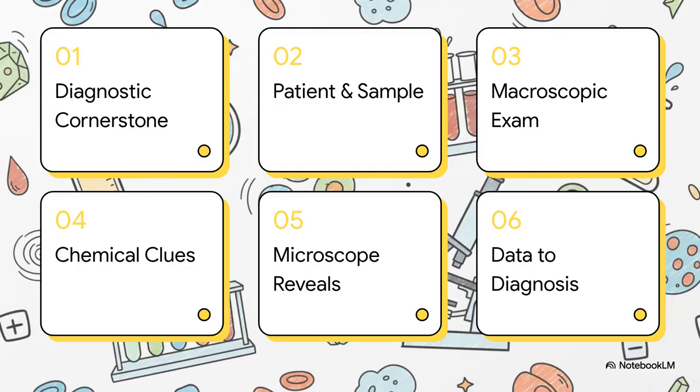Our journey today has 6 parts. We'll start with the basics, then I'll introduce you to a real-world case. From there, we'll walk through the macroscopic, chemical, and microscopic exams, piecing together all the clues until we land on a definitive diagnosis. Let's get into it.